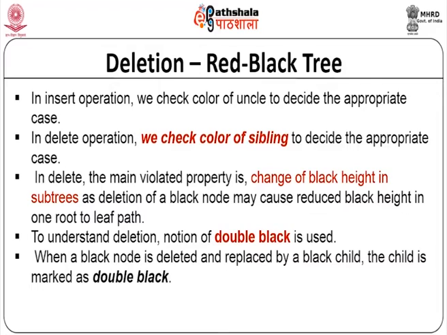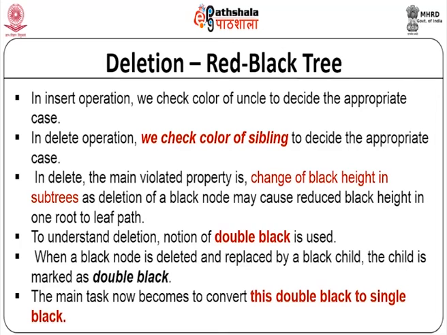So, when a black node is deleted and it is replaced by a black child, the child is marked as double black. Remember, this happens when the node has two children, its in-order successor is also black, and it is replaced by a black child. Then that child is marked as double black. So, we are bringing in a concept of double black. The main task now is to convert this double black to a single black.